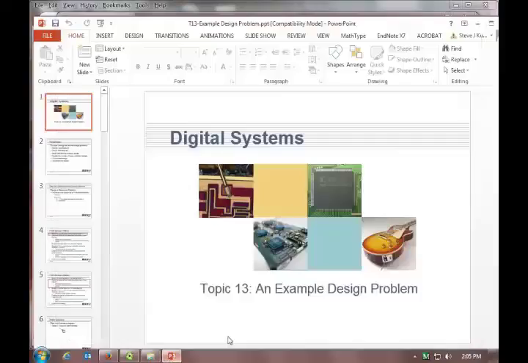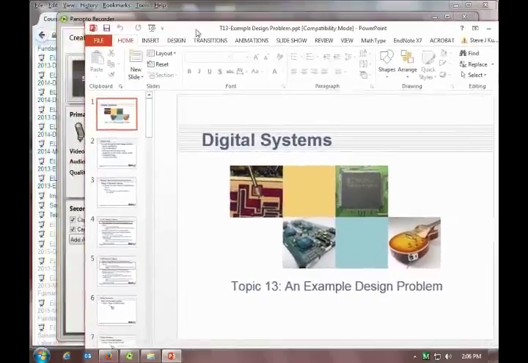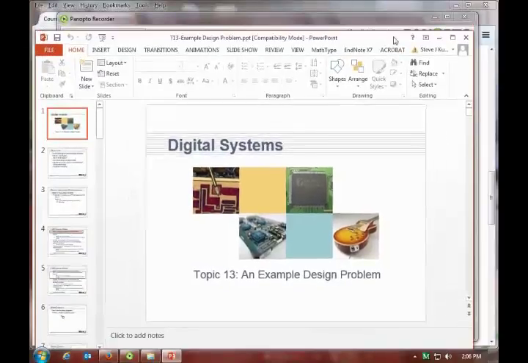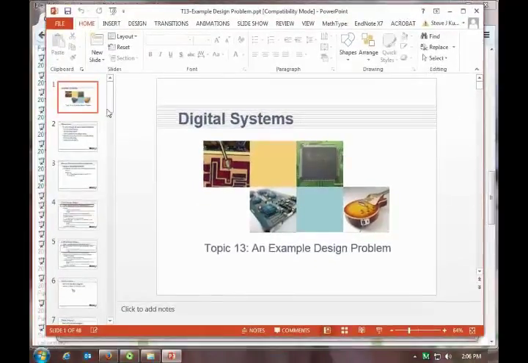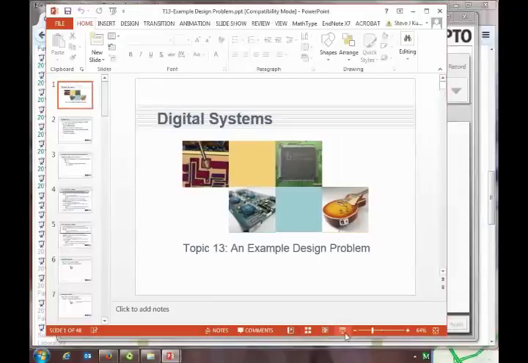Okay, I think we left off with this one. Somehow, I guess it was in a different presentation. We did something about a sequence detector, but that's what this is too. This is a different kind of sequence detector. Okay.